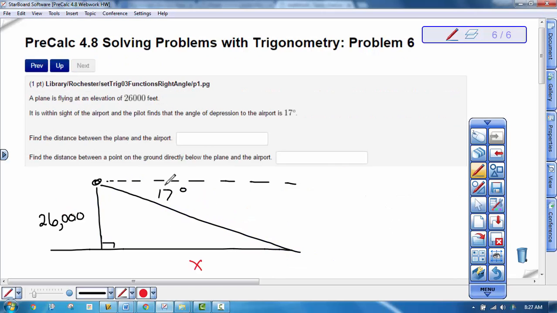All right, the next problem then, here's the picture you can set up. If you're flying in a plane and you notice an angle of depression of 17 degrees to this airport, and then you're at a height of 26,000, you can easily find this distance in this triangle by setting up this right triangle. Obviously, if this is 17, then you can find this angle, and I think you guys can solve that one as well.